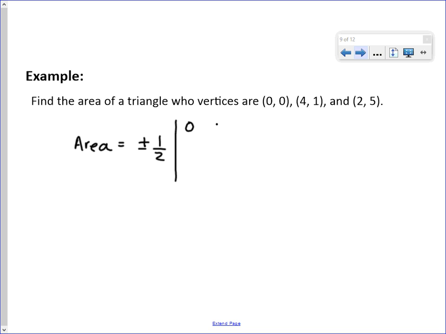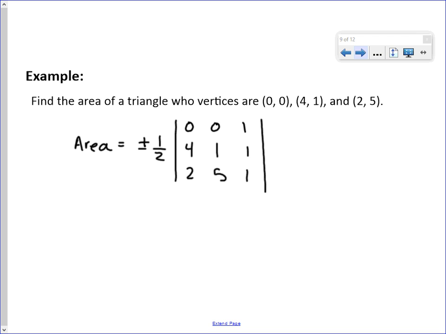My x sub 1, y sub 1, I'm going to call 0, 0. So my first row is 0, 0, 1. X sub 2, y sub 2, I'm going to use that second point for 1. And then the third column is always a 1. And then the third point, 2, 5, 1. So that's the setup. And now you need to run through the method to find the determinant.